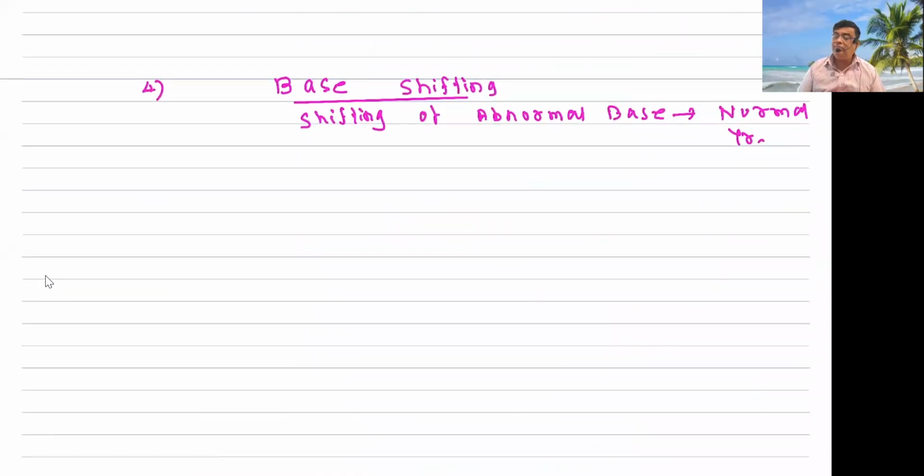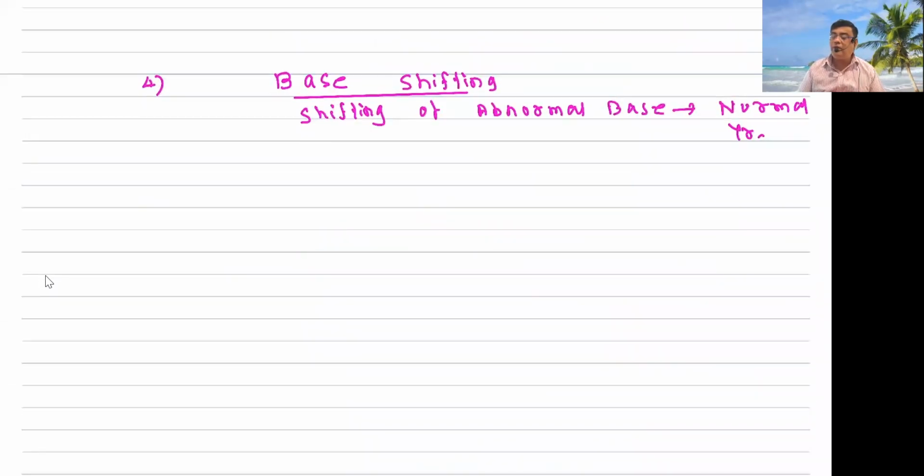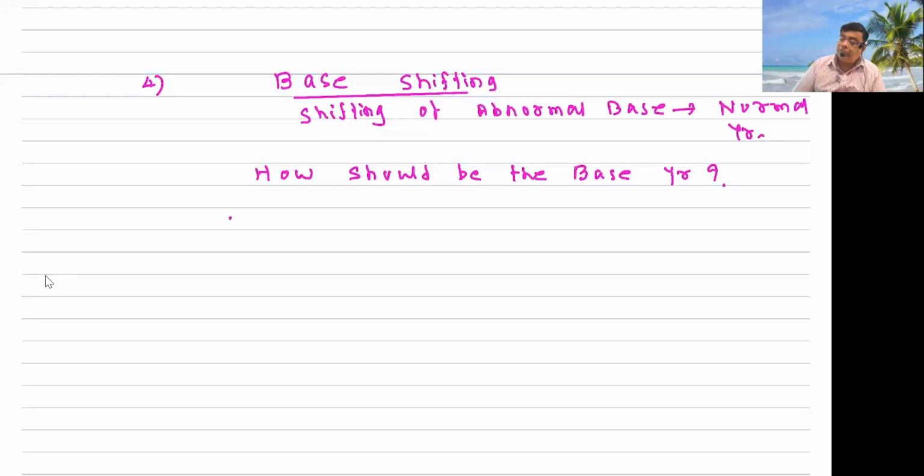Well, then I come to the base shifting of abnormal base to the normal base. Now tell me, how should be the base here? ये भी MCQ हो गया. That it should be a normal year. It should be the normal year.